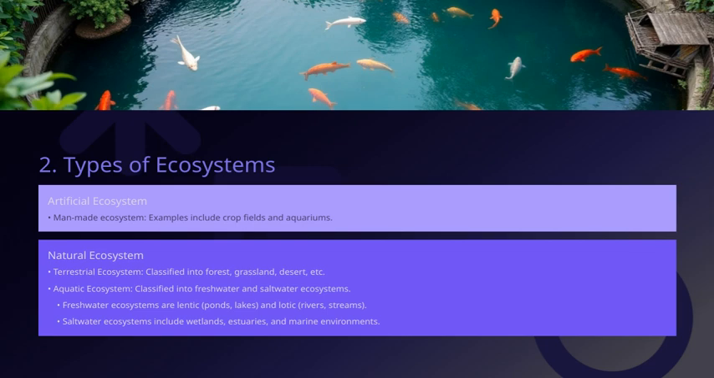Now, not all ecosystems are natural. Some are man-made, like crop fields or aquariums. These are artificial ecosystems created or heavily modified by humans to serve specific needs. So, in summary, we have natural ecosystems, both terrestrial and aquatic, and artificial ones that are man-made. Understanding these distinctions helps us appreciate the complexity and importance of each type in maintaining ecological balance.